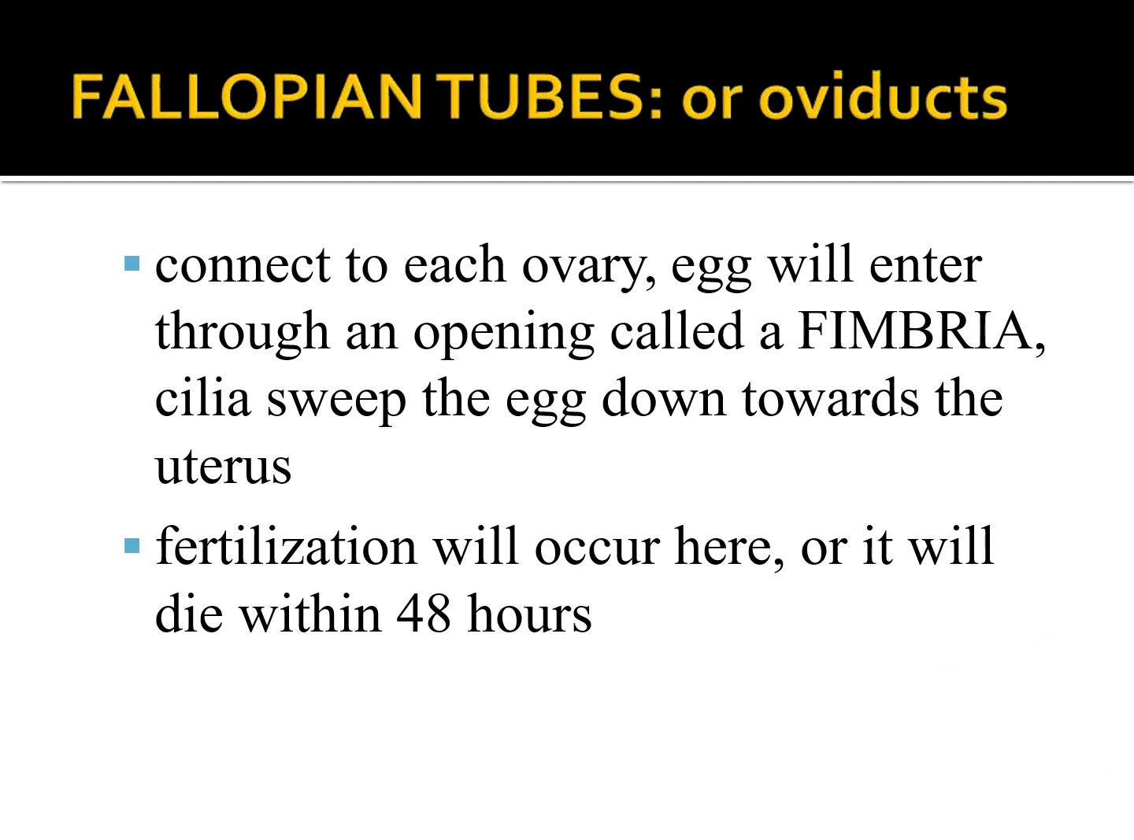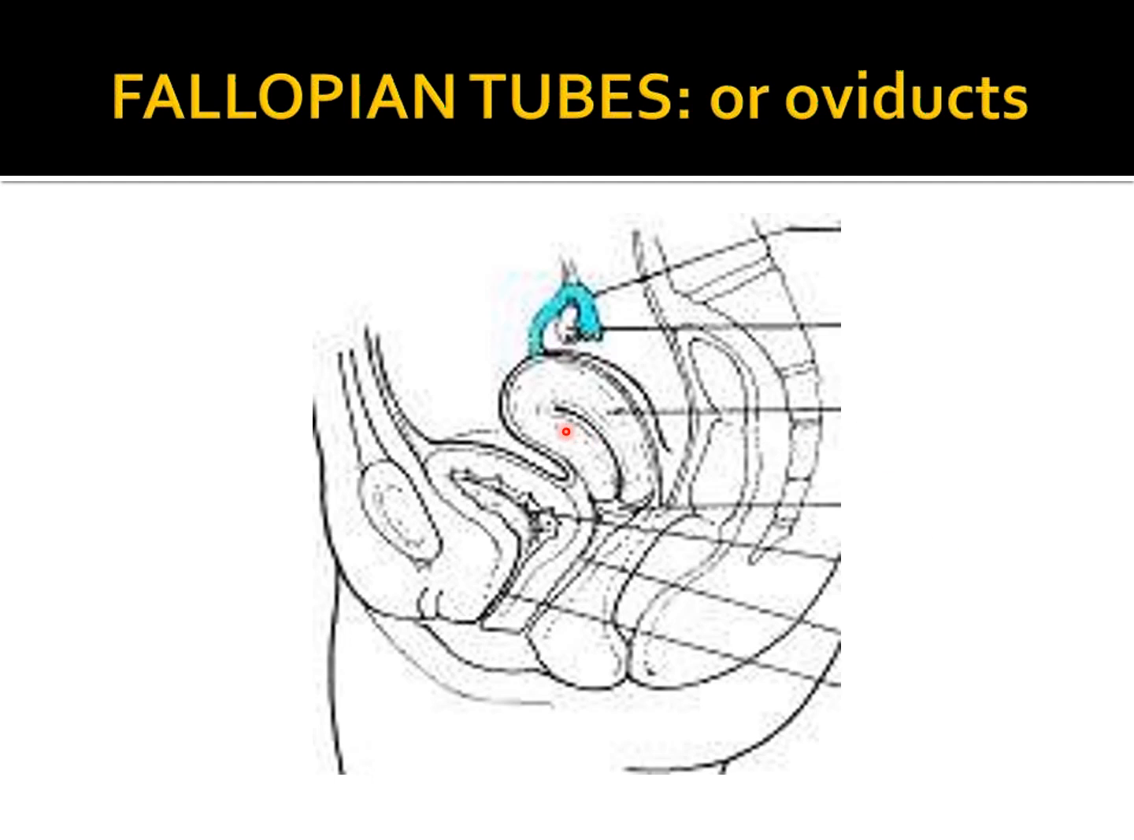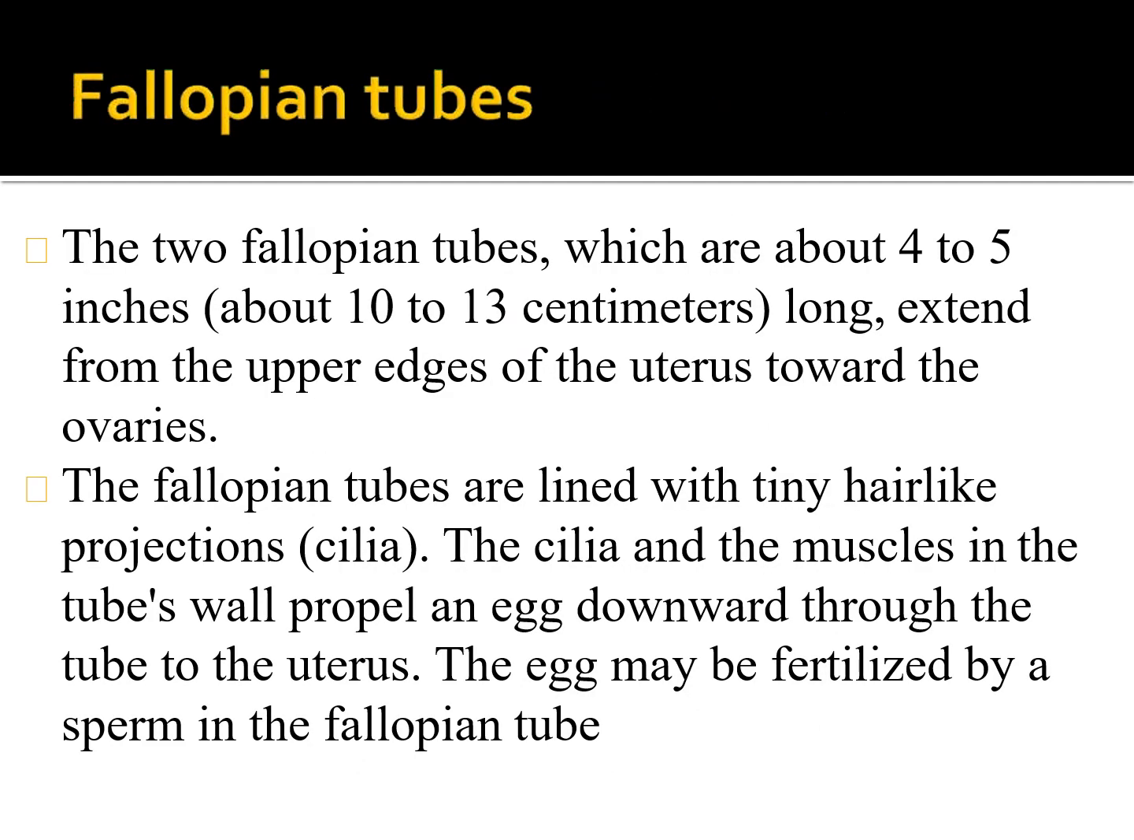So the fallopian tube acts as the place for fertilization, and it allows the passage of the fertilized ovum, and the passage of the unfertilized ovum if fertilization does not occur. See here, this is the fallopian tube and this small white structure is the ovary. There are two fallopian tubes, one on each side, about 4 to 5 inches, that is 10 to 13 centimeters, in length, extending from the upper edges of the uterus towards the ovary. It is lined by tiny hair-like projections, or cilia.